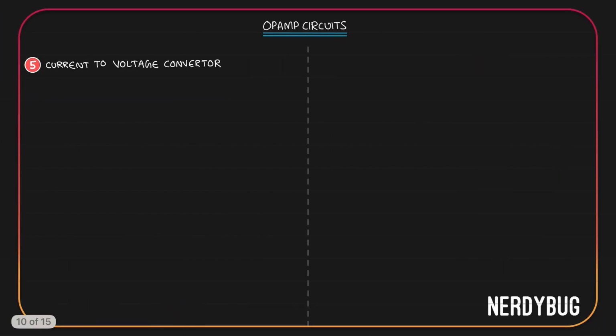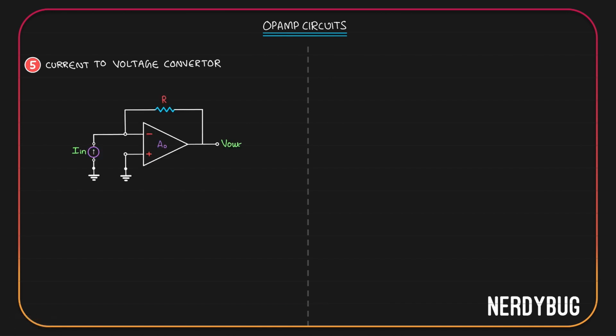Now let's build a current to voltage converter. The circuit will look like this. Input is a current because we are building a current to voltage converter. The input current I in will flow like this. It cannot go into the terminal, so all of it will flow through R. Now, since we have zero potential here, here also we'll have zero potential.